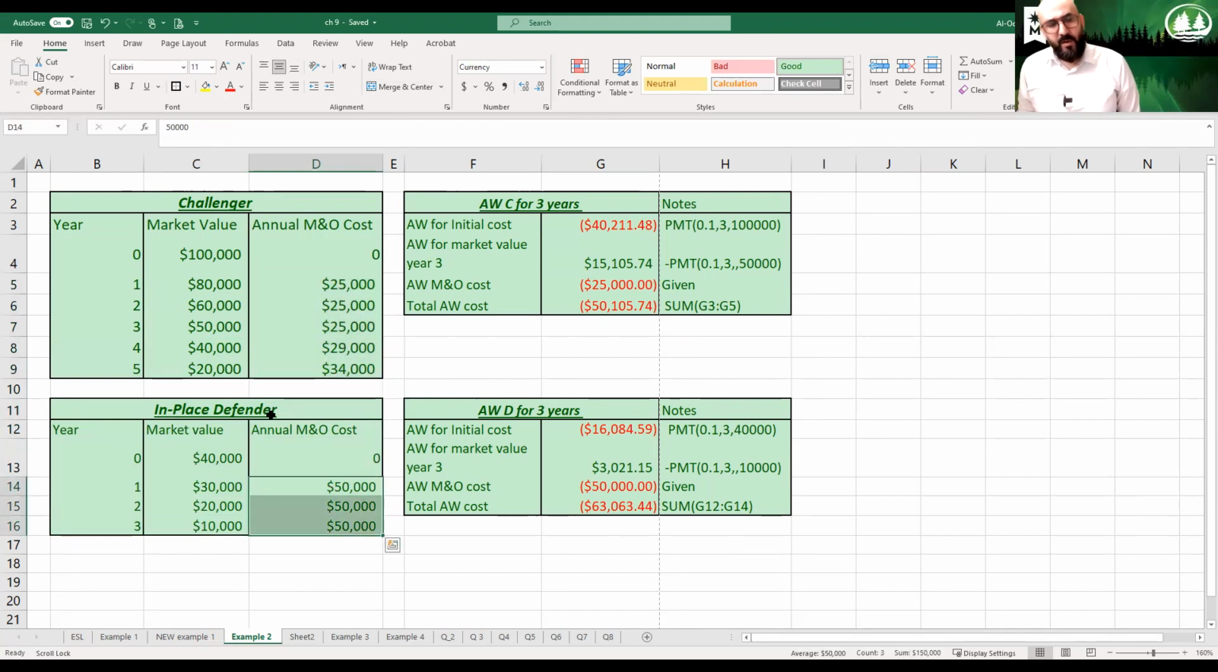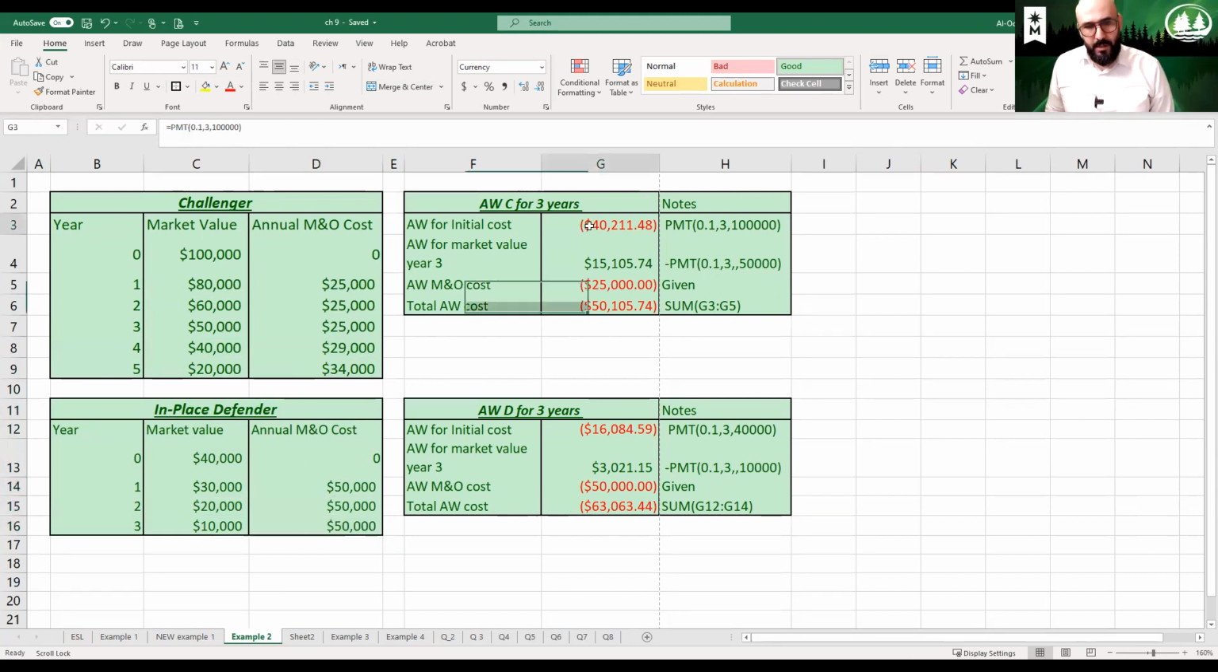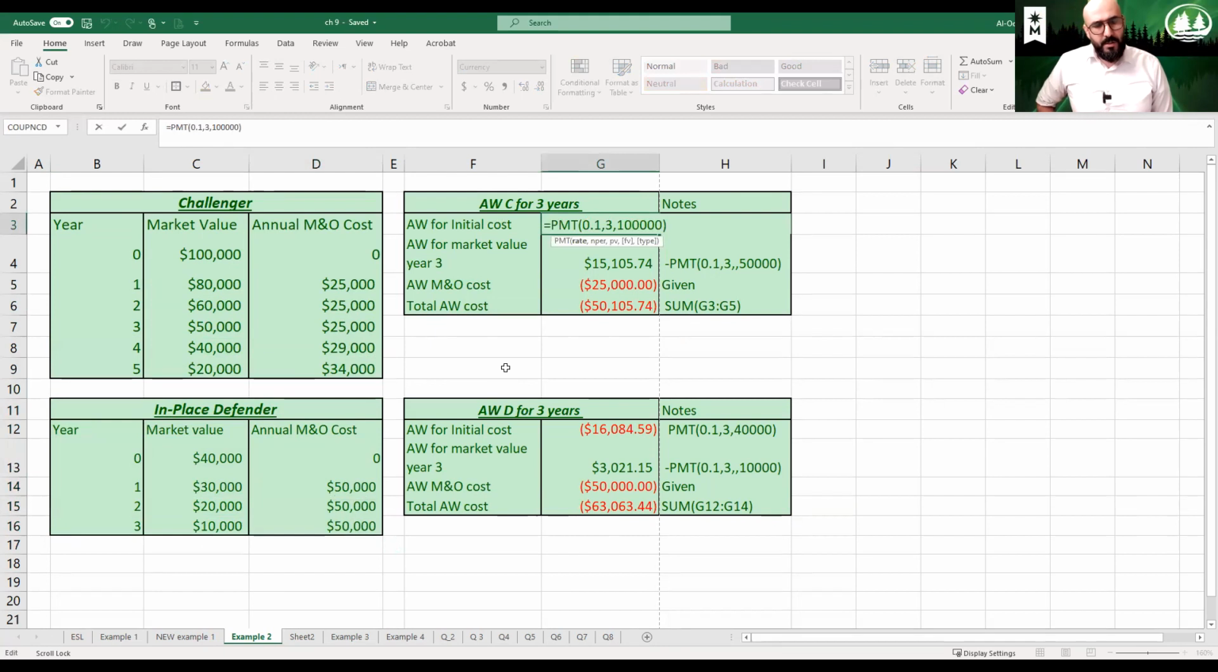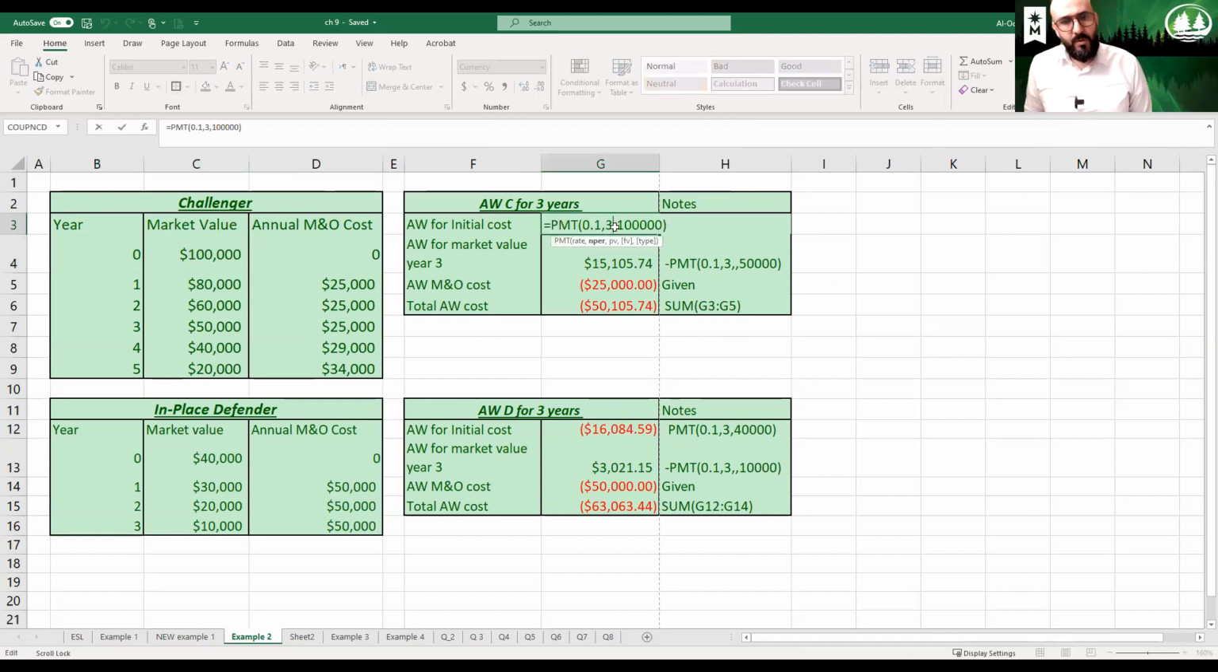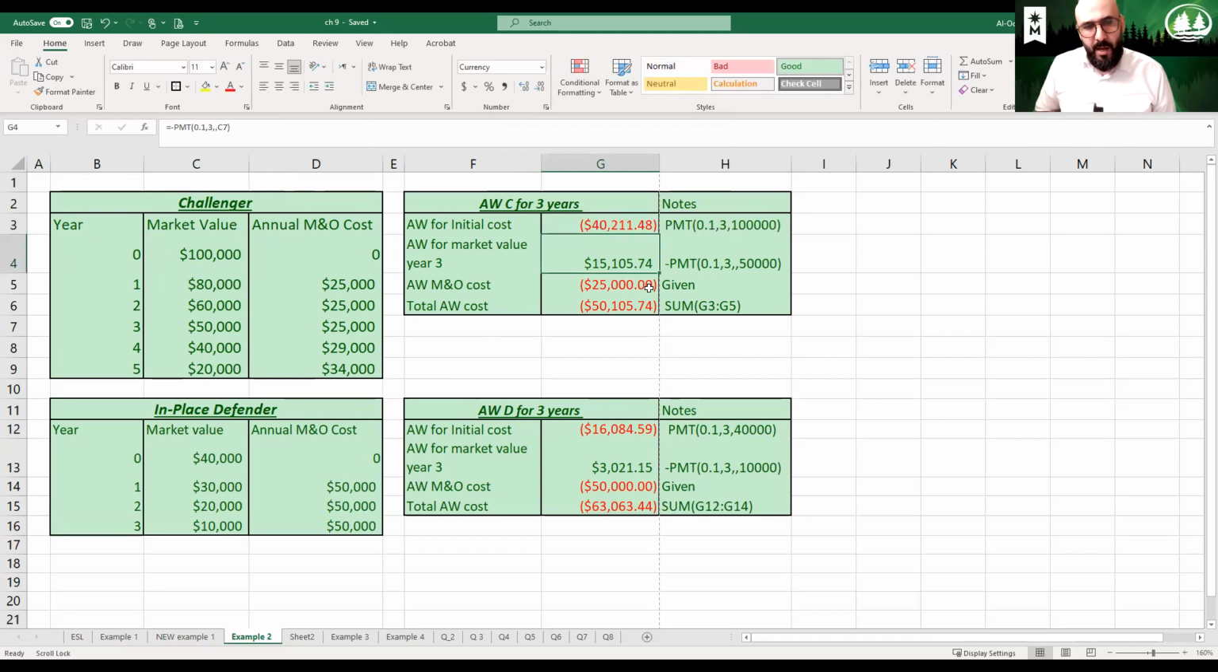Let's find out the annual worth for the challenger for 3 years. Again, this is going to be for 3 years, starting with the initial cost. The initial cost is 100,000 based on the table. As you see, this is the initial cost here, 0 is 100. That's the initial cost. So if we need to conduct the annual worth for 3 years, so 10%, 3 years, and 100,000, that would give you the annual worth equivalency for the initial cost to be 40,000.